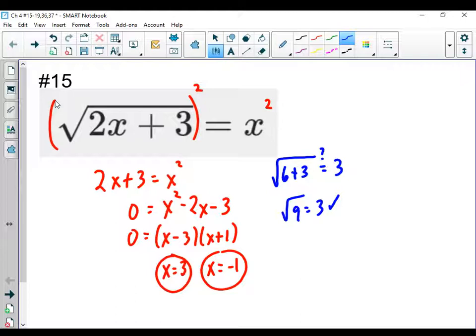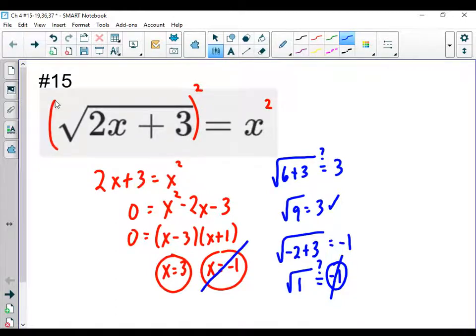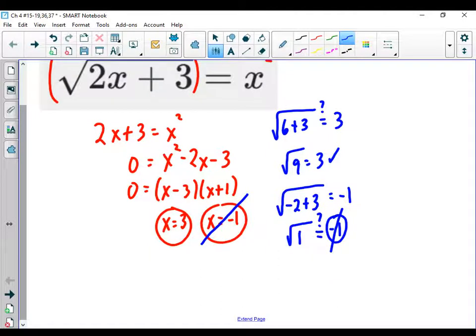Then I'm going to plug negative 1 in. So now I'm going to have 2 times negative 1, or negative 2, plus 3. And I'm now looking at the square root of 1 and checking to see if it's equal to negative 1. Well, we know when we take the square root of 1, unless they designate that we're going to look at both the plus and the minus part, it's not going to equal negative 1. So even though I did all the steps, even though I did the algebraic part right, I actually ended up with a solution that did not work. Well, that problem has what's referred to as an extraneous solution.